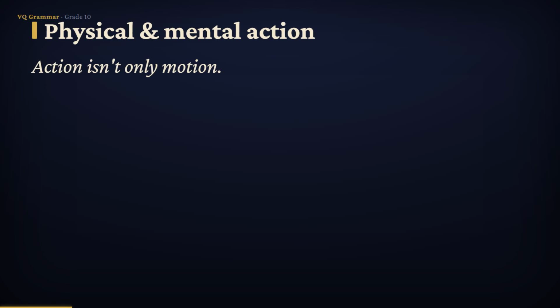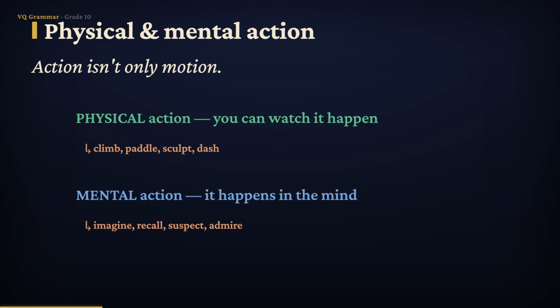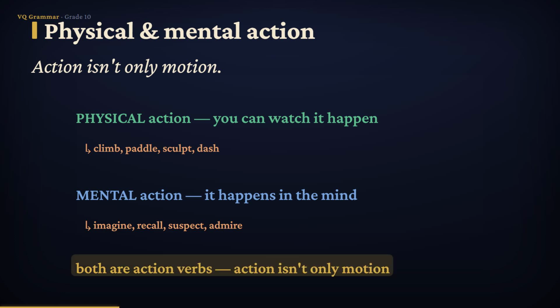Action verbs come in two flavors. Some show physical action you can watch happen out in the world. Verbs like climb, paddle, sculpt, and dash all describe something your body does. But other action verbs show mental action that happens inside the mind where no one can see it. Verbs like imagine, recall, suspect, and admire are every bit as active, even though nothing moves. The point is that both are action verbs. Action isn't only motion, thinking is doing too.